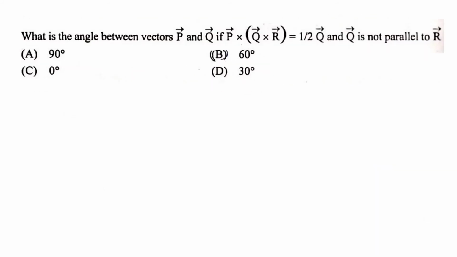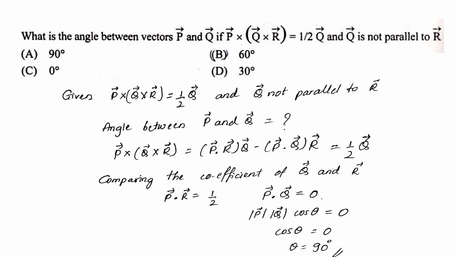What is the angle between vectors P and Q if P cross Q cross R is equal to half Q and Q is not parallel to R? So given P cross Q cross R is equal to half Q and Q is not parallel to R. If Q is parallel to R, that means theta will be equal to 0. So then Q cross R will be directly equal to 0, because Q cross R is Q into R into sin theta. Sin 0 is 0 only. Therefore, if Q is parallel to R, then this value will be 0. Therefore, Q is not parallel to R. It is given.